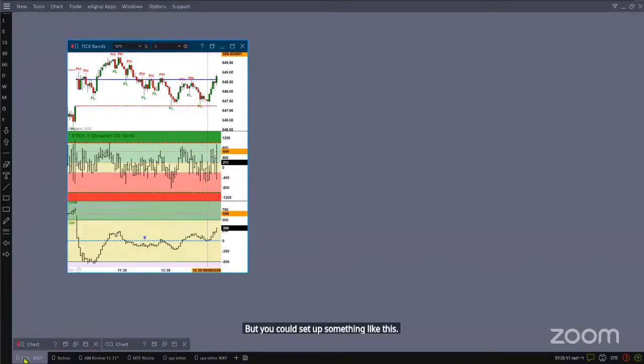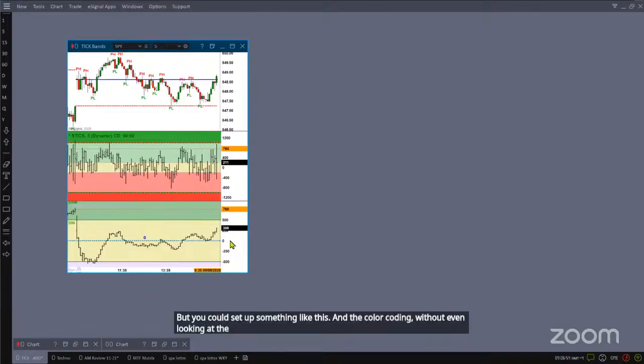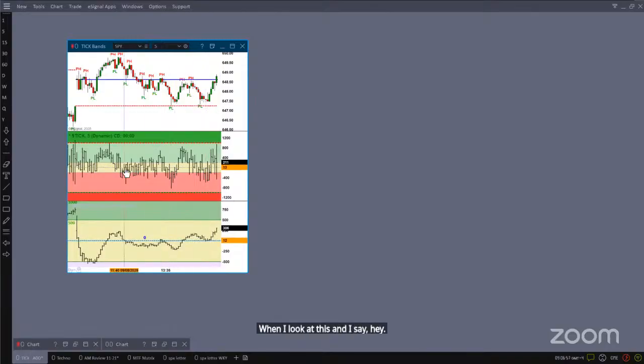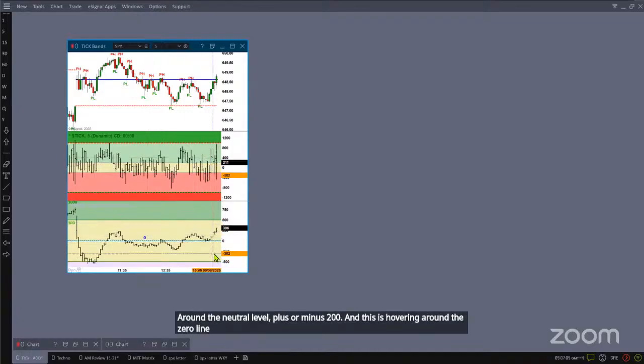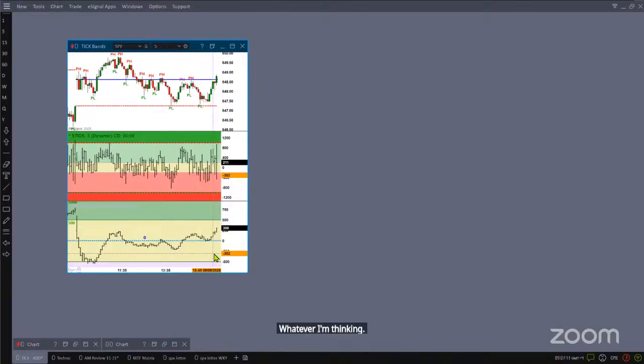And then the color coding, without even looking at the numbers, when I look at this I say, hey, these bars are mostly around the neutral level, plus or minus 200. And this is hovering around the zero line, and this yellow area is plus or minus 500. Whatever I'm thinking, the internals are telling me, you know what? If you think this is going to be a big move with internals like this, you better reevaluate or go look at something else. Right? So it's a really helpful guideline that I thought I'd share this morning because yesterday was a go nowhere day.